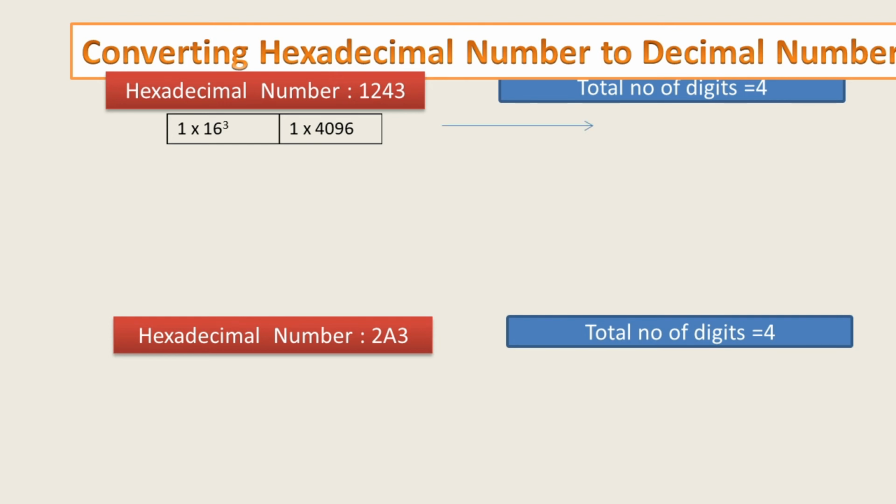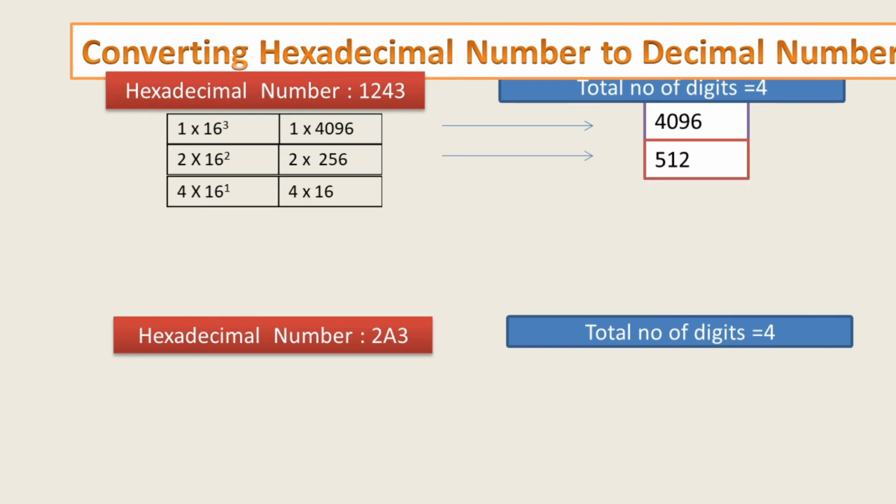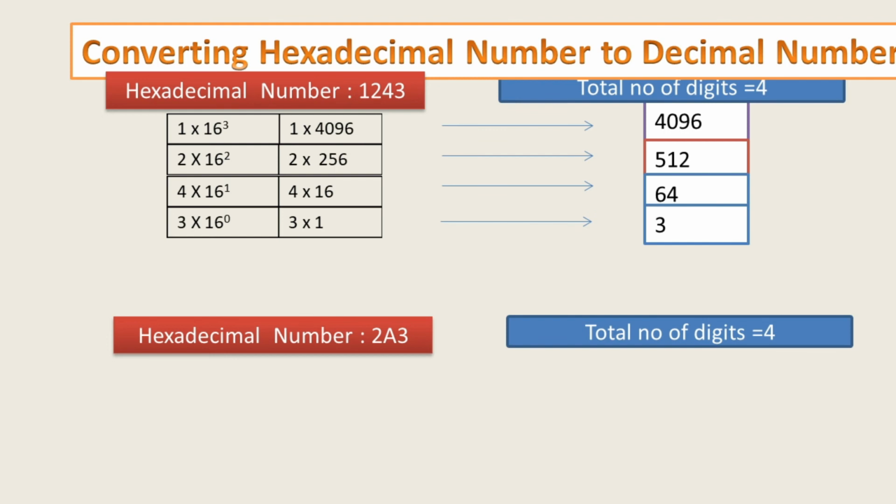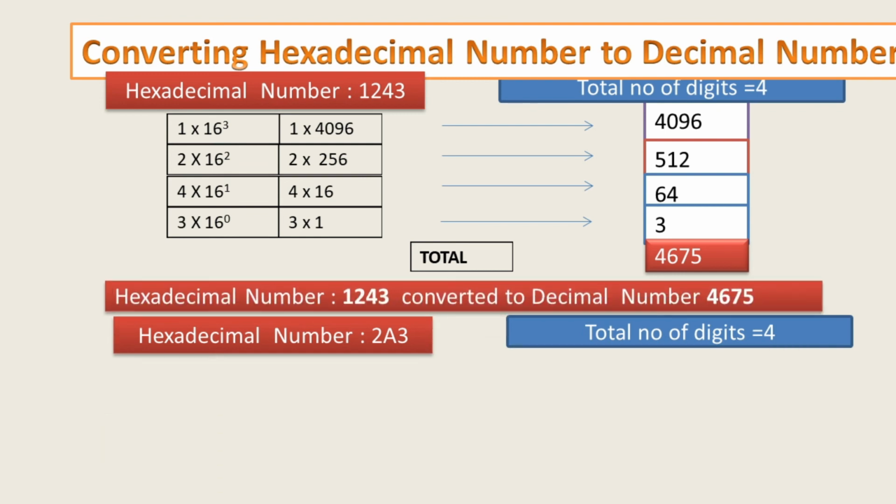Then the second digit is 2: 2 into 16 to the power 2. Then 4 into 16 to the power 1. And then 3 into 16 to the power 0. Then we add up all those numbers and the answer is 4675. So the hexadecimal number 1243, when we convert it into a decimal number, it becomes 4675.